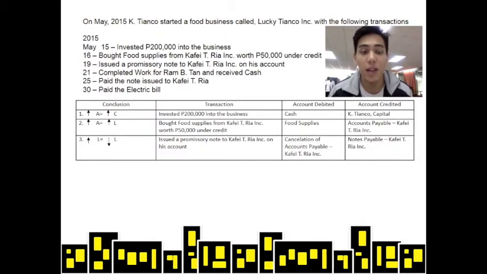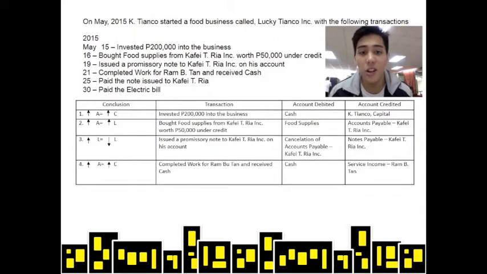So your account debited, it's a decrease in liability. So you're going to put cancellation of accounts payable under the company, which is Cafeteria Inc. And credited, which is an increase in liability, which is notes payable Cafeteria Inc.